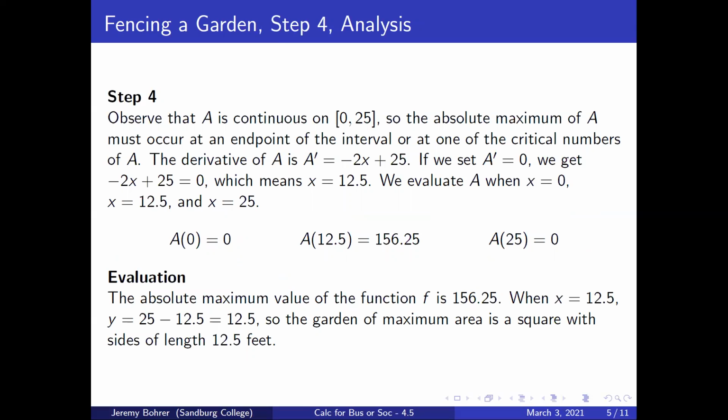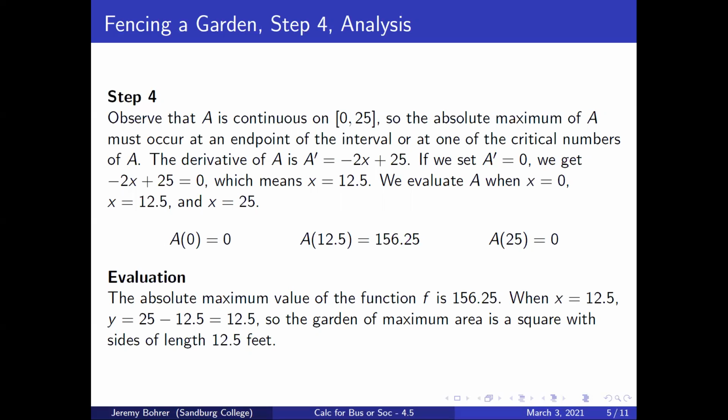Step 4. Observe that A is continuous on the closed interval 0 to 25. So the absolute maximum of A must occur at an endpoint of the interval or at one of the critical numbers of A. The derivative of A is A prime equals negative 2x plus 25. If we set A prime equal to 0, we get negative 2x plus 25 equals 0, which means x equals 12.5. We evaluate A when x equals 0, x equals 12.5, and x equals 25. A of 0 equals 0, A of 12.5 equals 156.25, A of 25 equals 0.